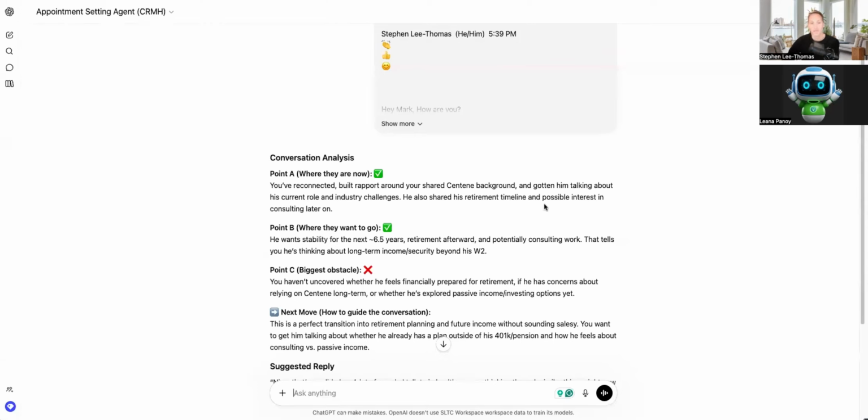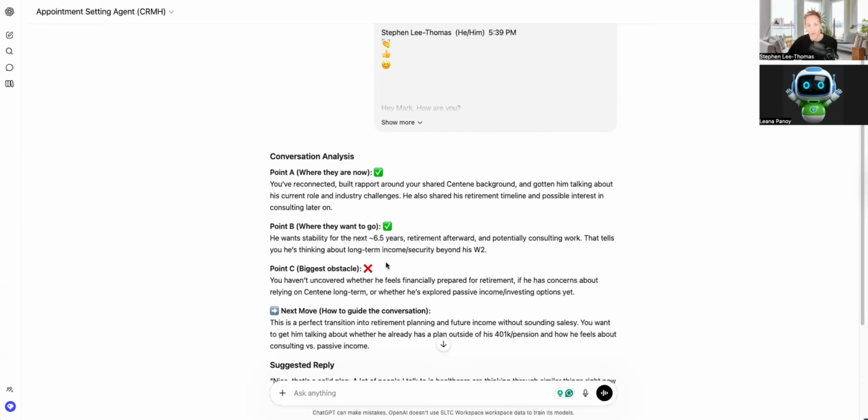So it says, where are they now? So you connected, built rapport around your shared background, got him talking about his current role in the industry. He's also shared his retirement timeline and possibly interest in consulting later on. Boom, I got it. It also says he wants stability for the next 6.5 years, retirement afterwards, and potentially consulting work. That tells you he's thinking about long-term income security beyond his W-2.